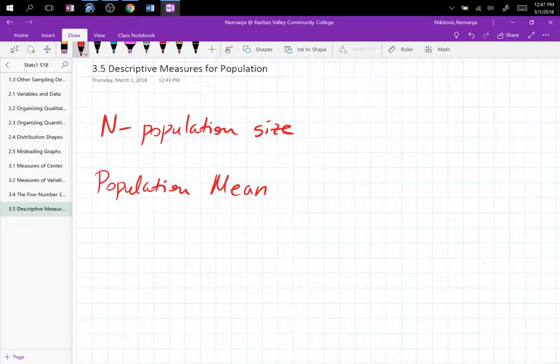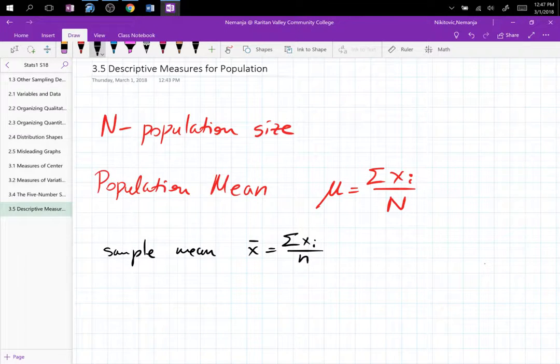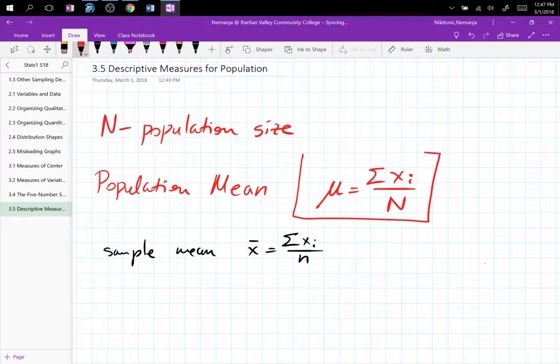And we are using a different variable now. We are going to use the Greek letter mu. So mu is equal to the sum of all observations divided by the population size. Please recall the sample mean, and see it's the same thing with different letters inside, right? So population mean is mu equals the sum of all xi's divided by the population size.